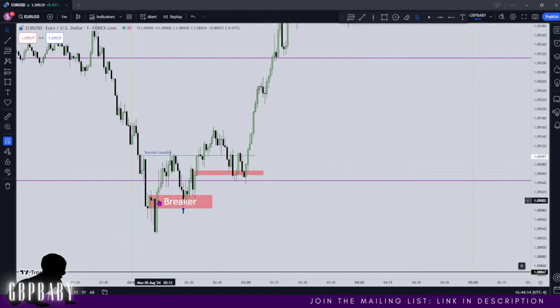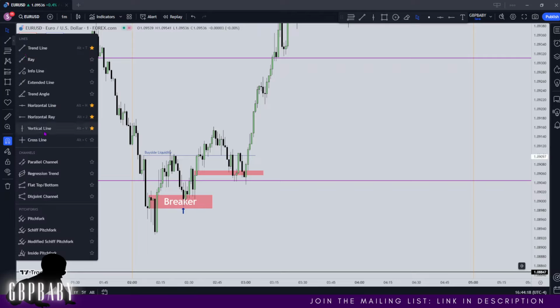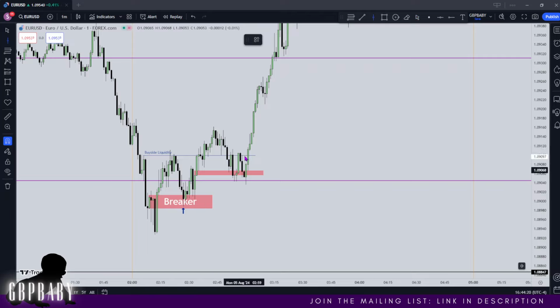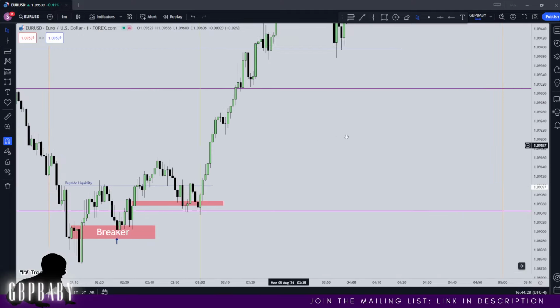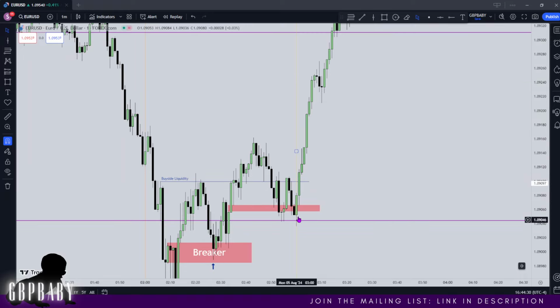So this will be a setup: breaker, pull back into the breaker, go long. But I tend to look for setups around 3 a.m. because at 3 a.m. there's either a reversal like what we have here, a retracement, or some kind of continuation. And you can see in this case it's a direct reversal. So that's a beautiful setup right there.